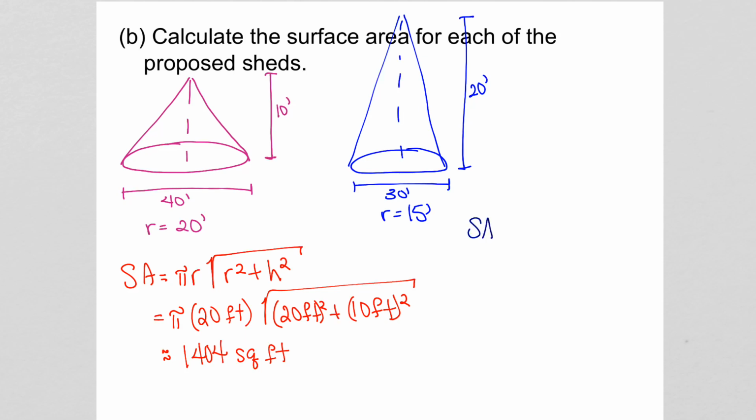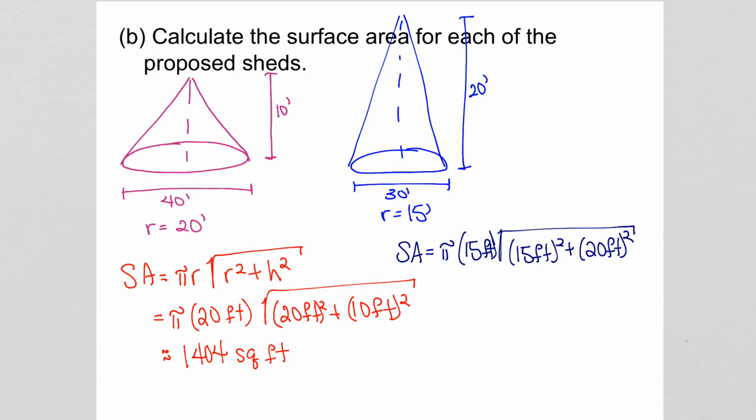And the second one will have pi times 15 feet times the square root of 15 feet squared plus 20 feet squared. That gives us 1,178 square feet.